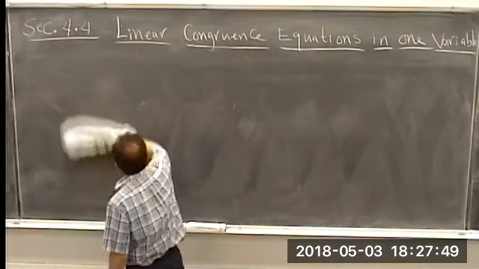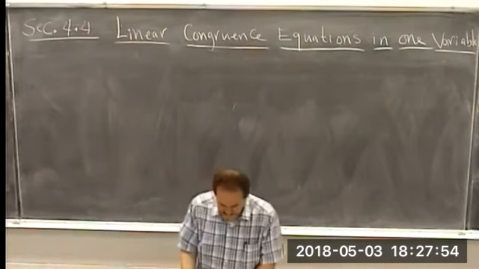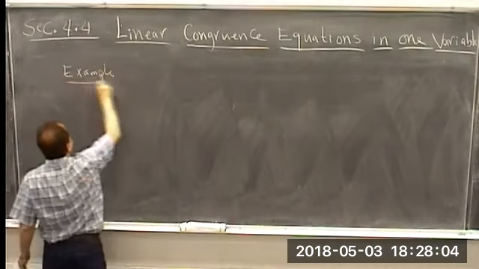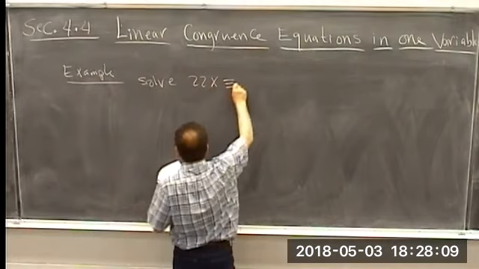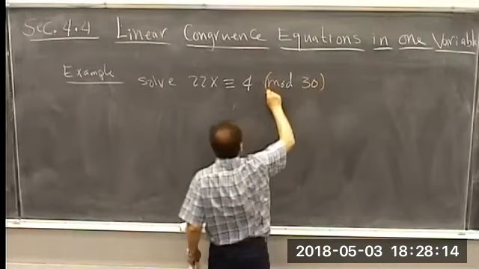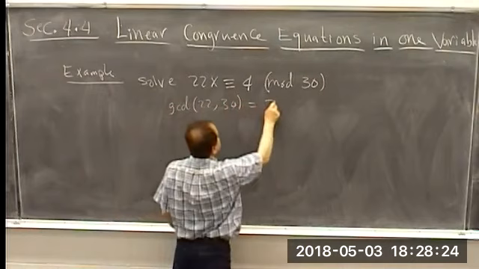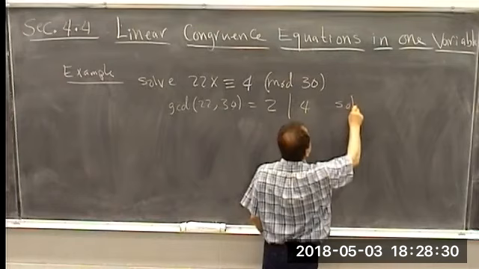To solve a linear congruence, here's the example. I'm going to solve 22x congruent to 4 mod 30. First of all, the greatest common divisor of 22 and 30 is equal to 2, and this divides 4, so a solution exists, and we have two different solutions.